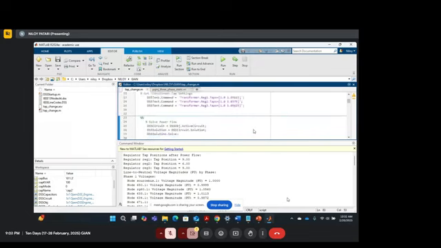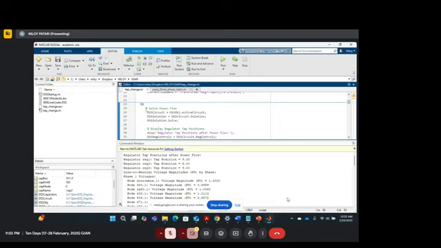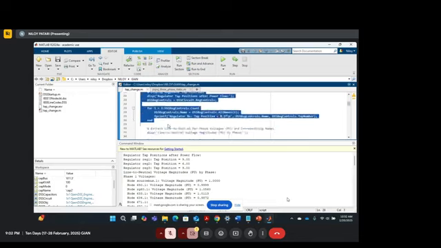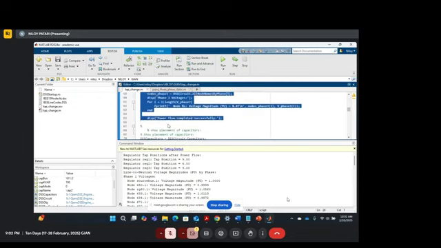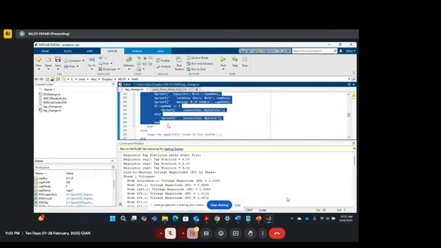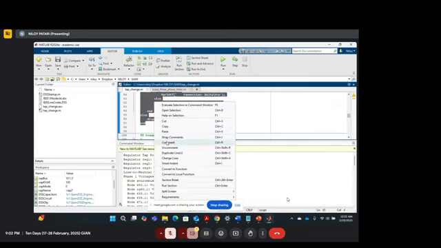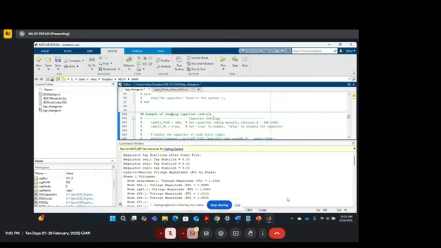Now let me try another thing. So this is just changing the regulator tap settings, right? And I'll try to show another case where I'm changing capacitor controls.